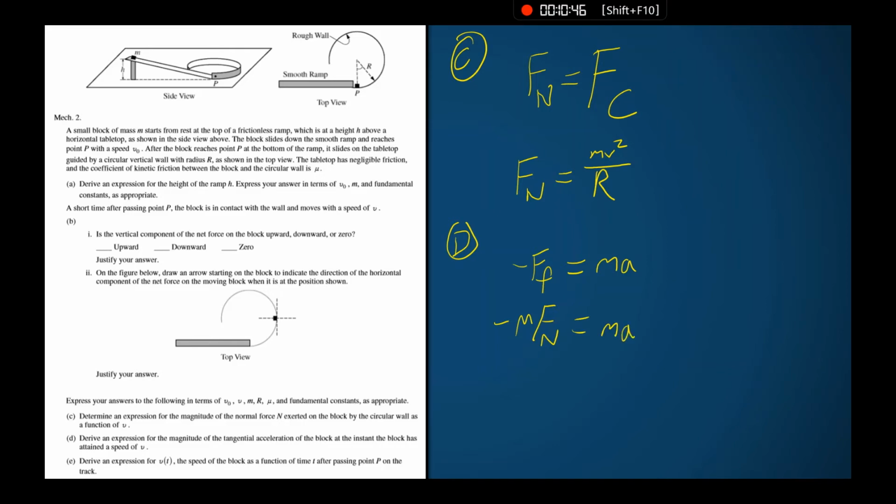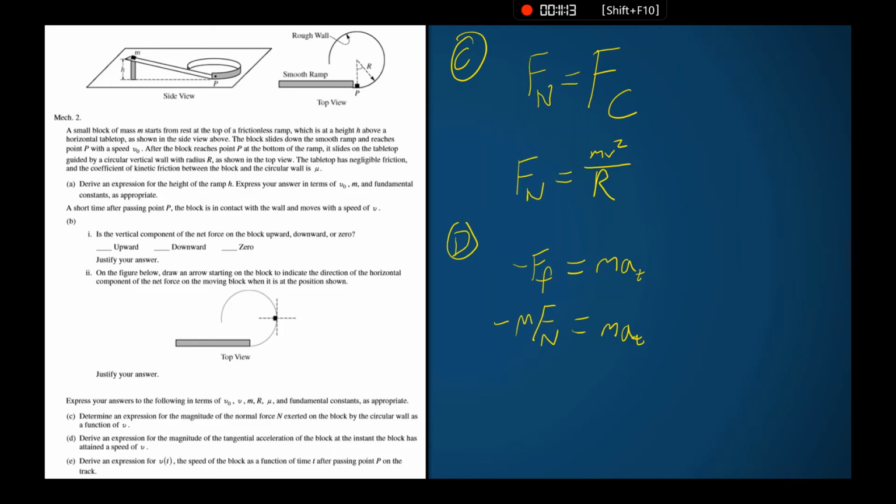Okay, and that acceleration should be at a specific time. That's at the instant the block attained a speed of v. I'm going to subscript this t. Then we're going to substitute. So I need to be able to solve this for at the instant the speed is v.